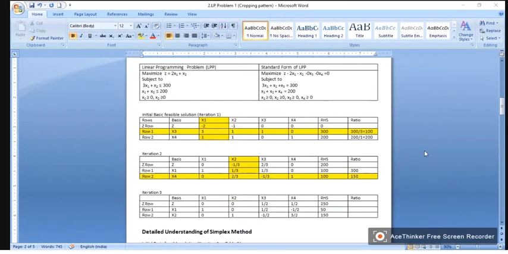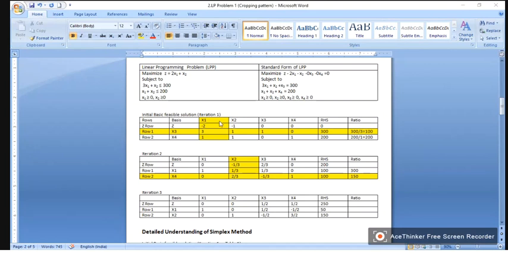So this is the problem. We have converted this into standard form, and within 3 tables we have found the solution. The solution here, in iteration 3 or table 3, is X1 equal to 50, X2 equal to 150, and Z equal to 250. Within 3 tables we obtained the solution. All of you follow carefully.